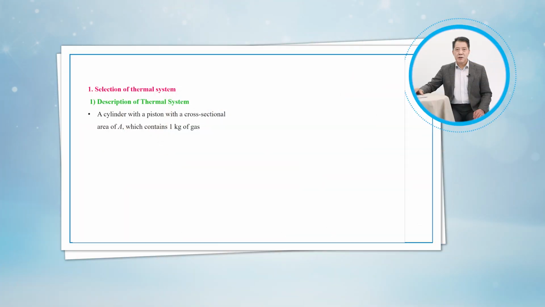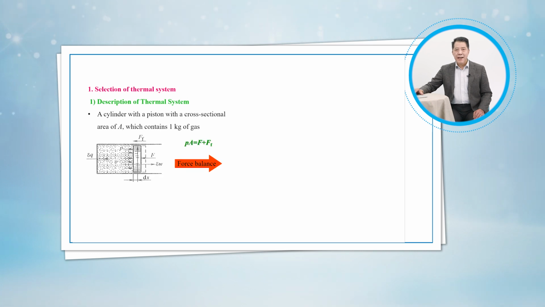The topic of this task is about the calculations of work and heat. Firstly, we should select the thermal system. The thermal system selected is a cylinder with a piston with a cross-sectional area of A, which contains 1 kilogram of gas. The force balance for the system is the gas in the system is in internal equilibrium.